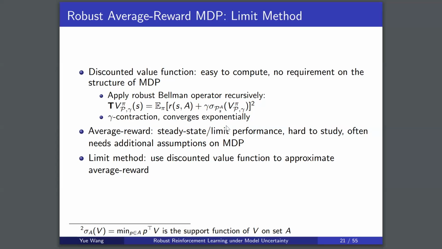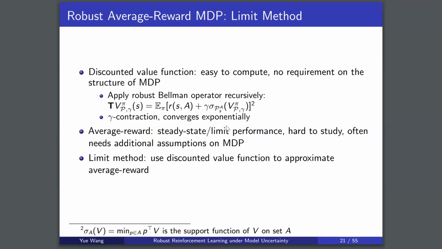The idea of the limit method is to use the discounted value function as an intermediate step to approximate the average reward. So this leads to the question: why do we want to study the discounted reward first? Well, the discounted value function is very easy to compute, and to compute such a discounted reward, there is no requirement on the structure of the underlying MDP.